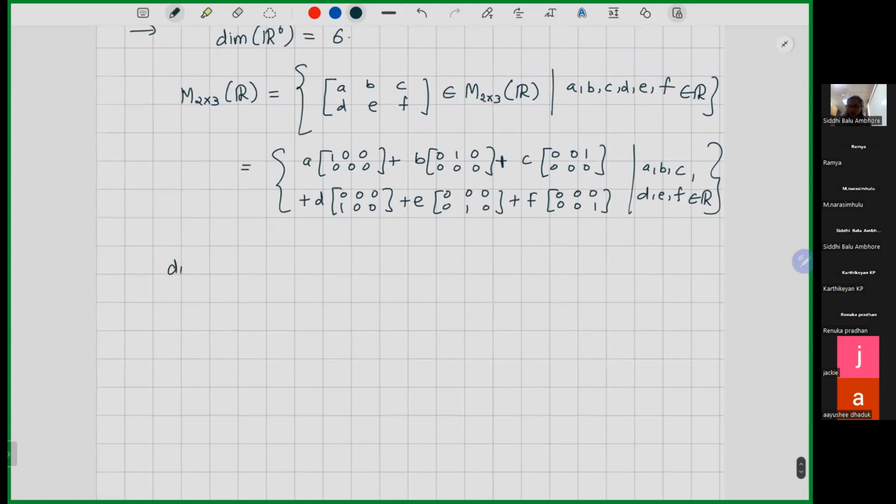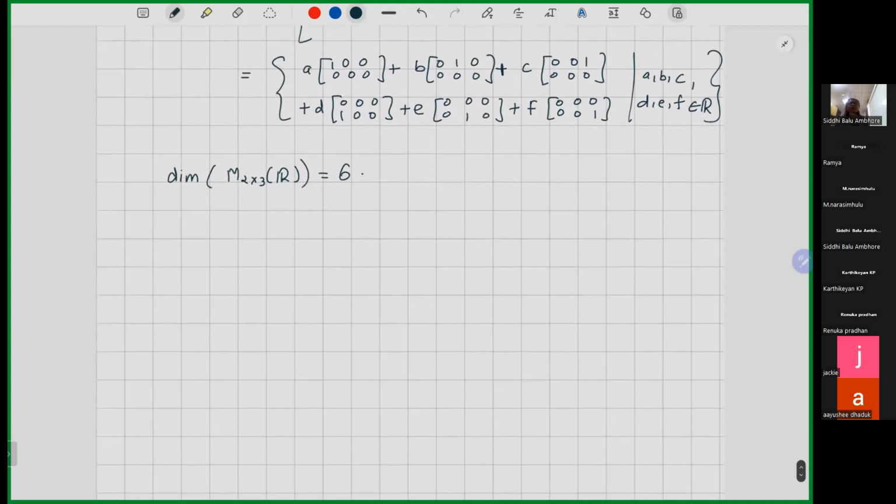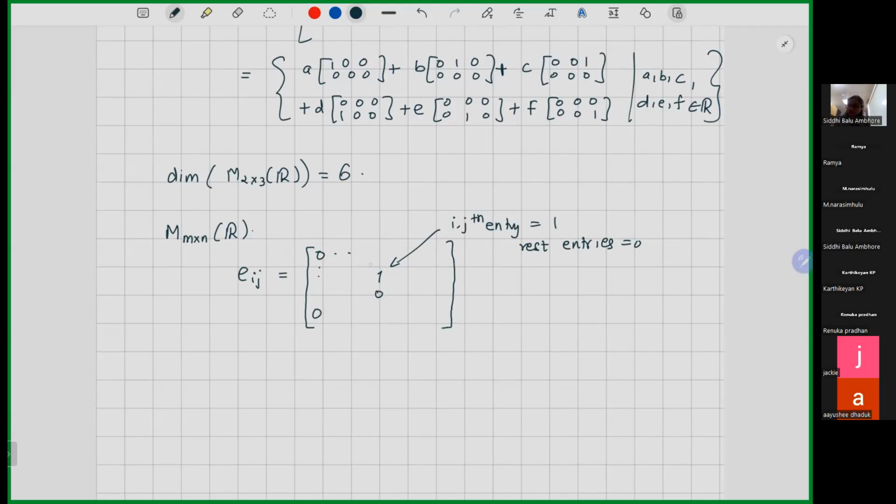Okay, and then what I get, the dimension of M2 cross 3 R is what? 6. Okay, Karthik guessed that it is 6. In general, for any M cross N matrices, consider M cross N R, and let Eij be the M cross N matrix such that everything is 0 and only the ijth entry is equal to 1, the rest of the entries being 0. This always serves as my basis of M m cross n R.